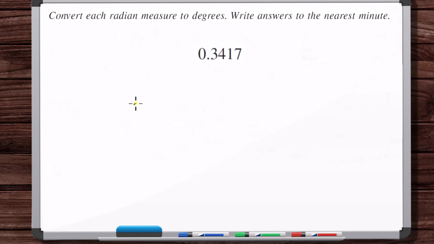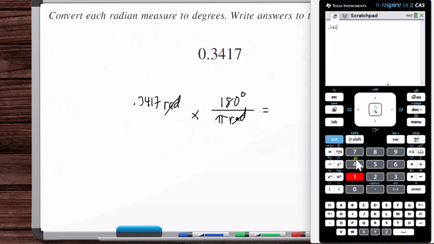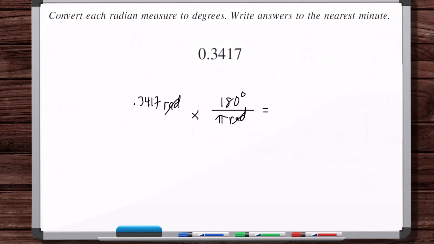Okay, 0.3417 radians. It doesn't specify any units, but that's okay. You can do that for radians. But I want to specify here because I think about crossing out the radians. So there are pi radians for every 180 degrees. So 0.3417 times 180 divided by pi, 19.578.